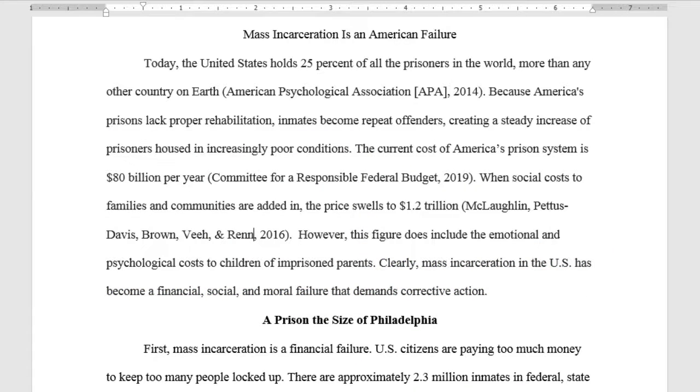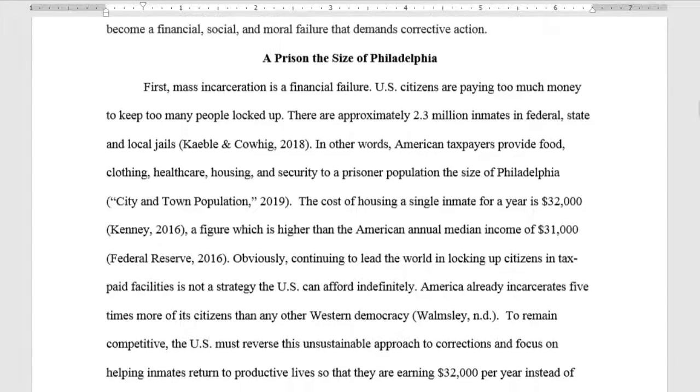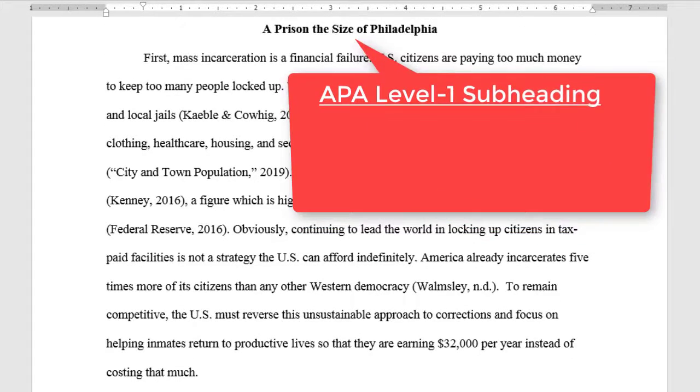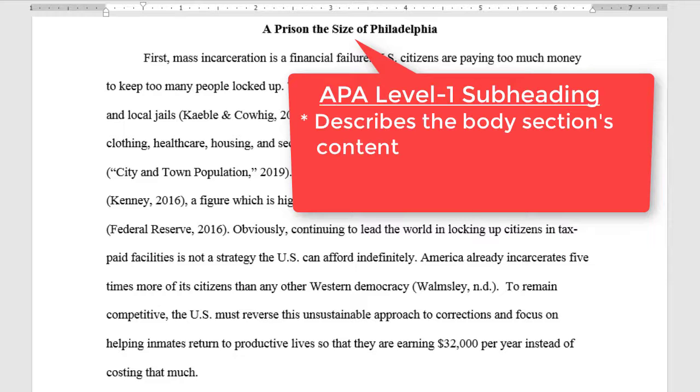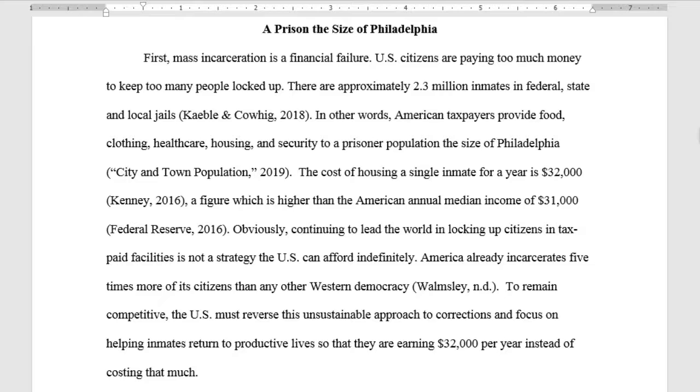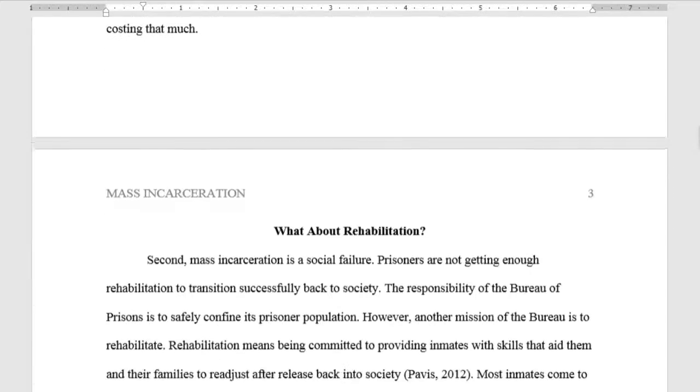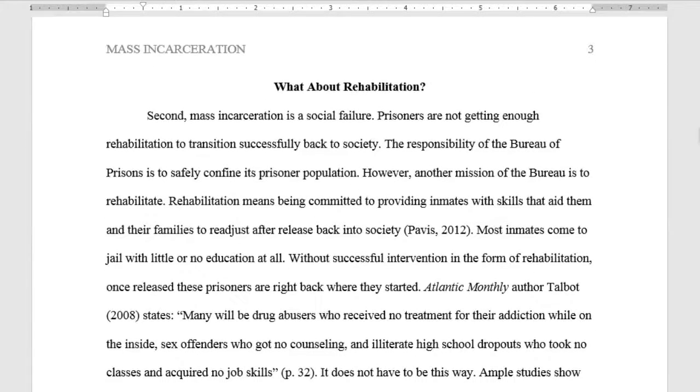Your reader should know exactly what the issue is and where you stand on it. Second, note that Jane mentions 3 types of failure: financial, social, and moral. These 3 words help to signal the organization of the paper, and we can expect sections on each of the 3. After the introduction paragraph comes what is called an APA Level 1 subheading or subtitle. As the name suggests, a subtitle or subheading is a phrase that describes the content of the body section that follows.